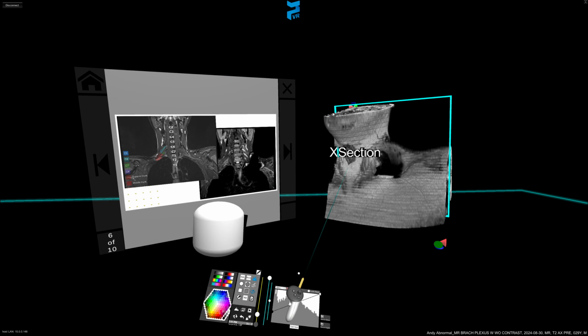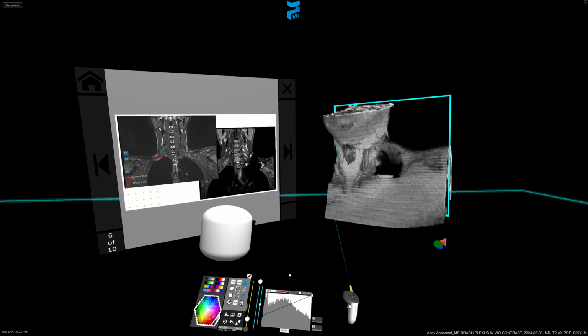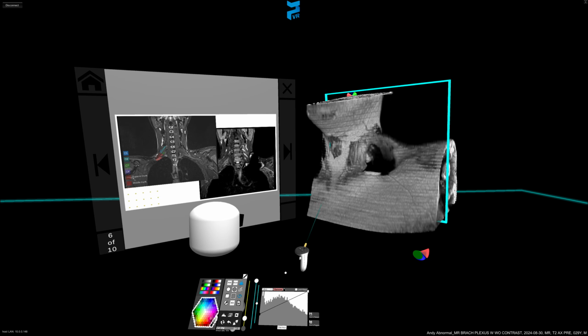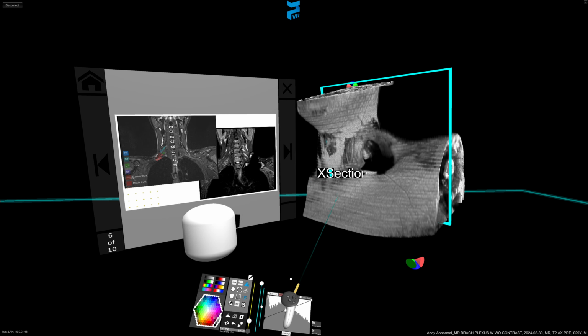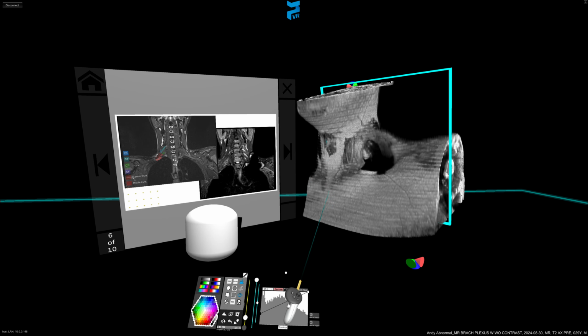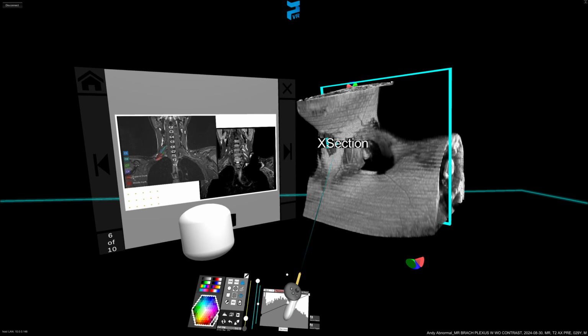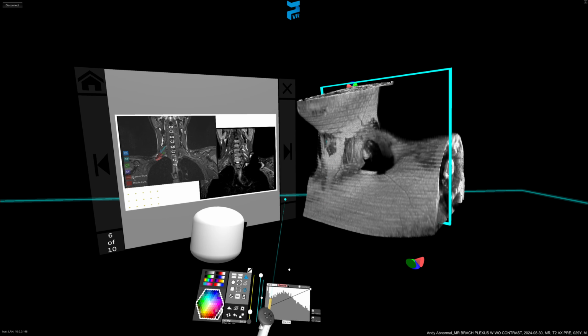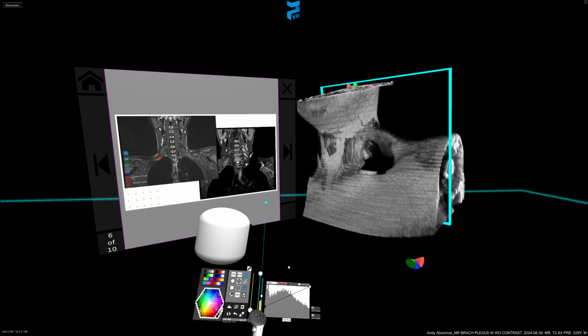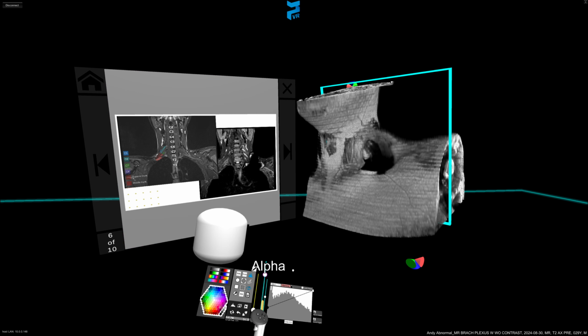So for this, I'm going to move now over to our scan, and I'm going to pull this a little bit closer. So here we've got a virtual reality 3D rendering of the MR, and this particular MR sequence is a T2 MR. That means both fat and water or fluid are going to be hyperintense, or show up bright, on these.